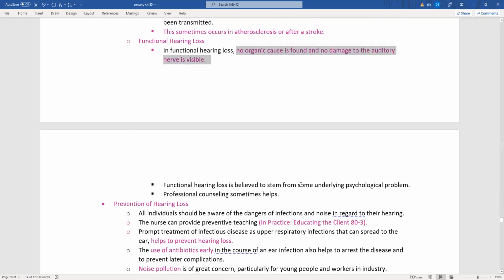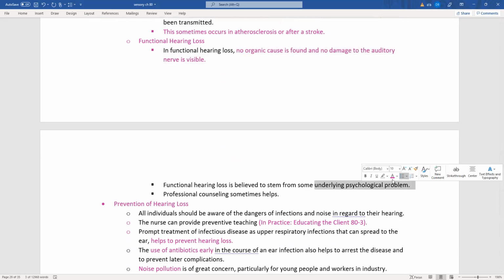Functional hearing loss is believed to stem from some underlying psychological problem. Professional counseling sometimes helps with functional hearing loss, because they can hear, but we tested and it's showing like I don't know what caused it. I don't see nothing wrong, I don't see no damage or nothing. So you might be tripping. We need you to go see a counselor or something, because you got some psychological problems going on. That's what that means.